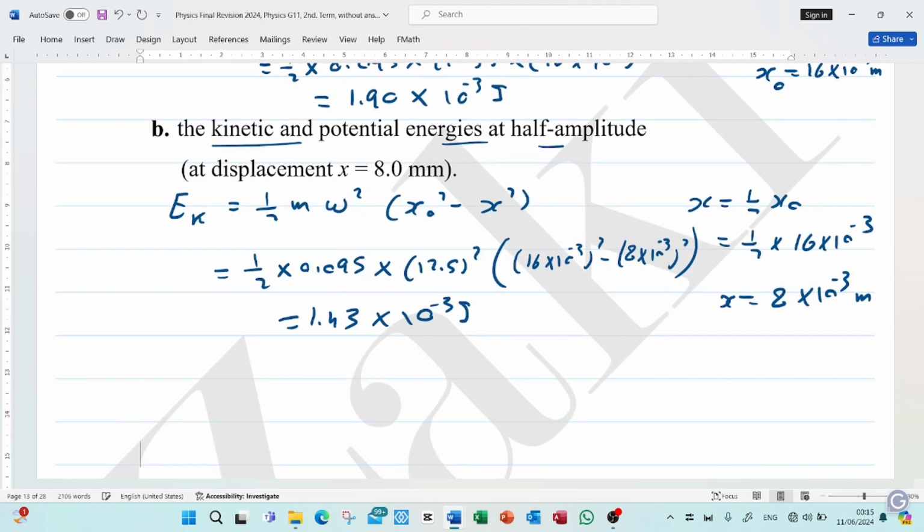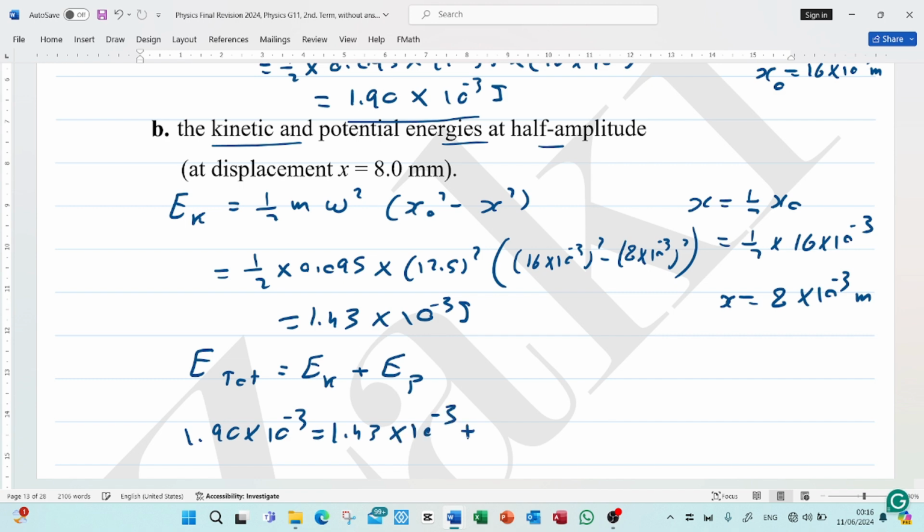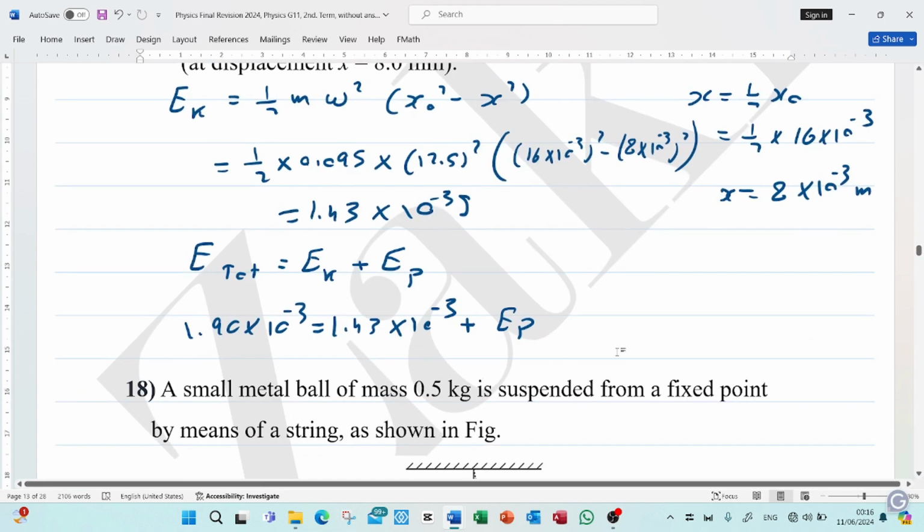What is the relation between the total energy, the kinetic energy and the potential energy? We know that E total equals E kinetic plus E potential. Already we have E total, 1.90 times 10 to the power negative 3. Kinetic energy is 1.43 times 10 to the power negative 3, plus potential energy. From this, you can rearrange the formula to get the potential energy.